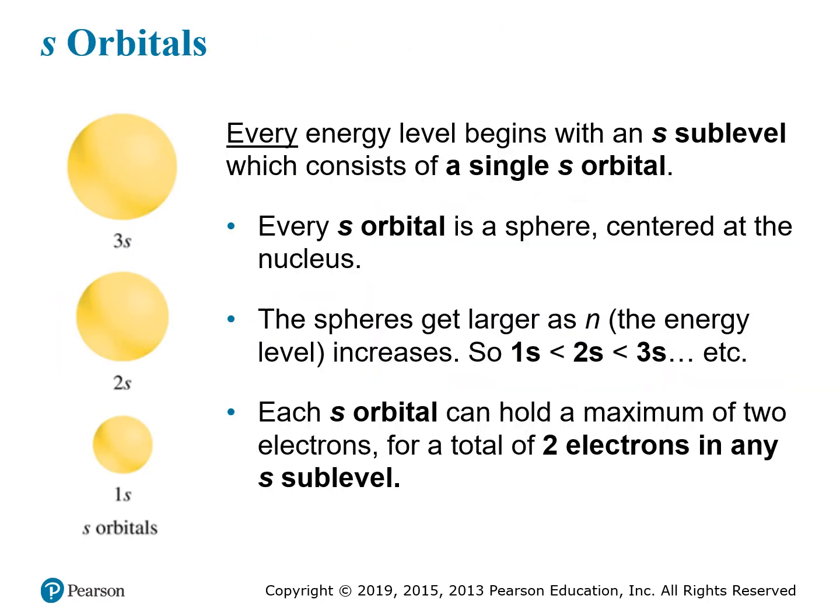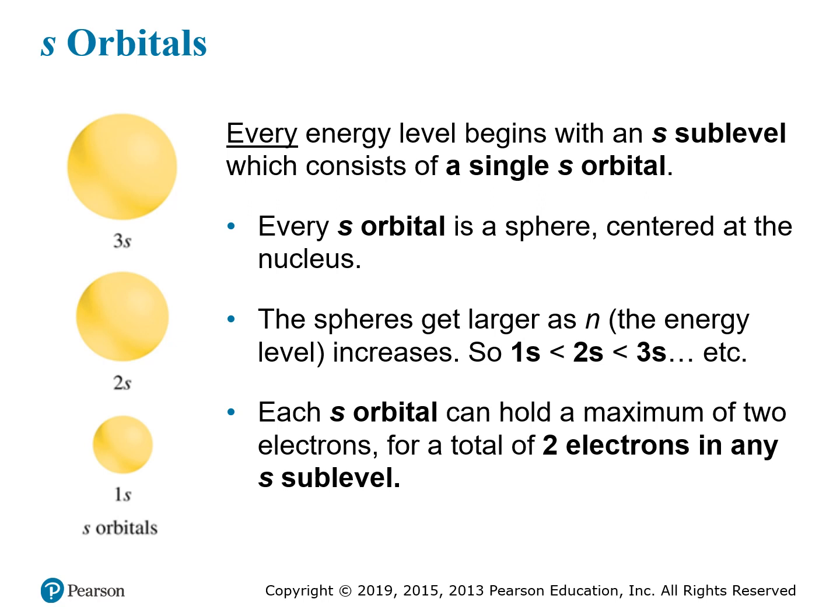So taking a closer look at the s orbitals, like I said, the orbitals are specific physical or spatial arrangements. They're spatial regions where you're likely to find the electron. So for the s orbitals, all of the s orbitals are spheres. They're spherically symmetric, centered around the nucleus. Okay? So every energy level begins with at least an s sublevel. Okay? And every s orbital is a sphere.